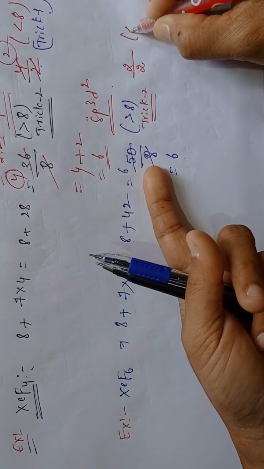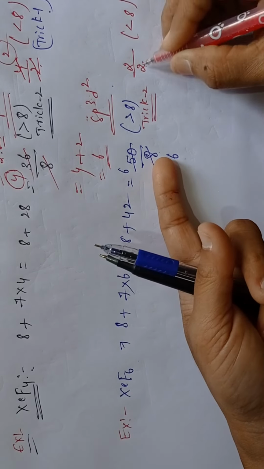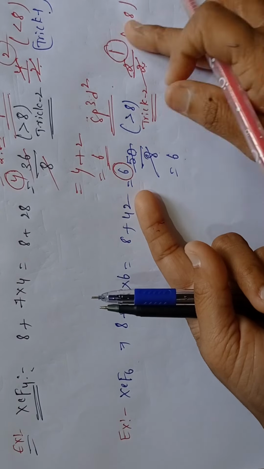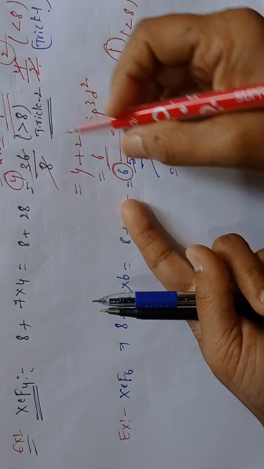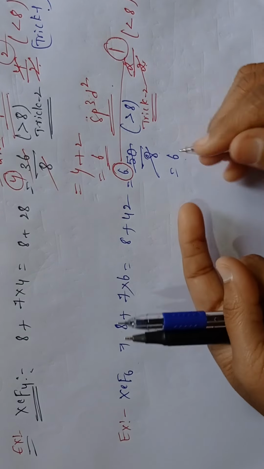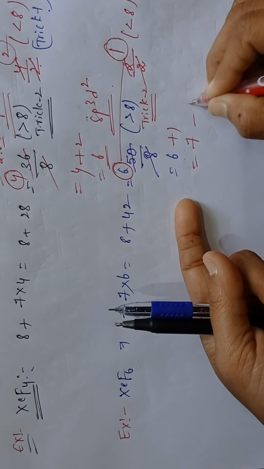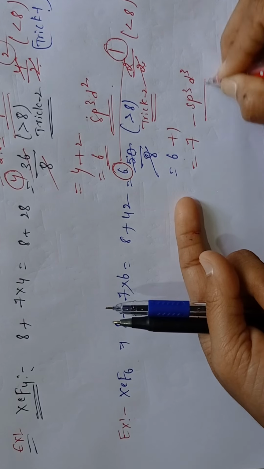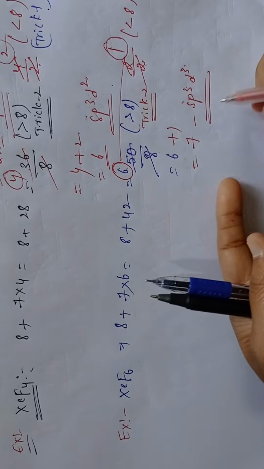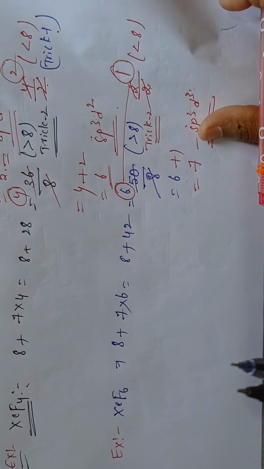Divide with 2, it is less than 8. 2 by 2 is 1. So this value and this value should add. Are you clear? These two values you should add. Then 6 plus 1. 6 plus 1 means which hybridization? sp3d3. s1, p3, 1 plus 3 is 4, 4 plus 3 is 7. This is sp3d3 hybridization, students.